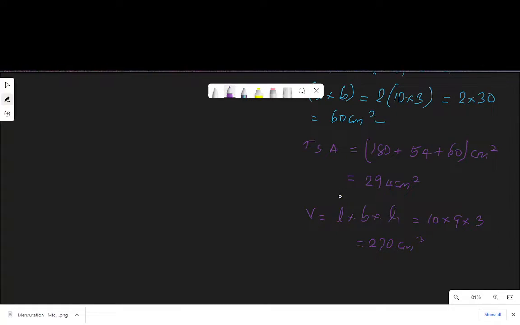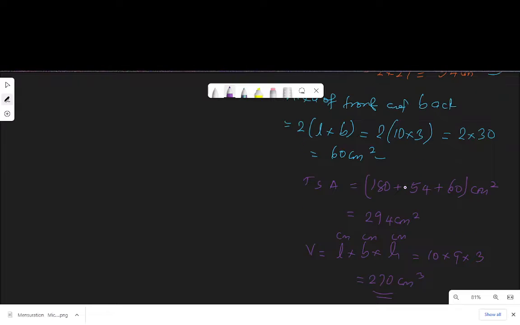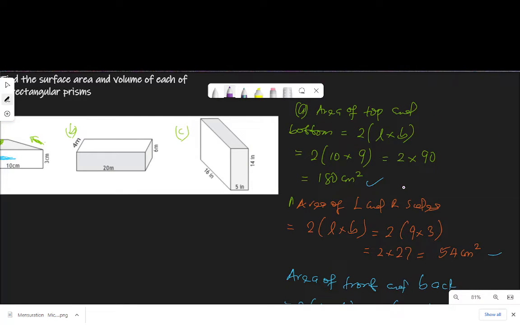Why cube? This is in centimeter, this is in centimeter, this is in centimeter. Centimeter times centimeter is centimeter square. Times another centimeter, centimeter cube. So the volume is in cube, while the area is in square. So that brings us to the end of that very question.